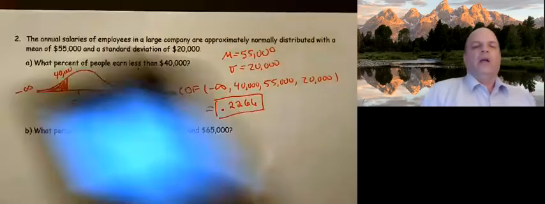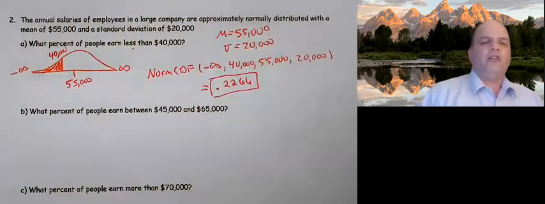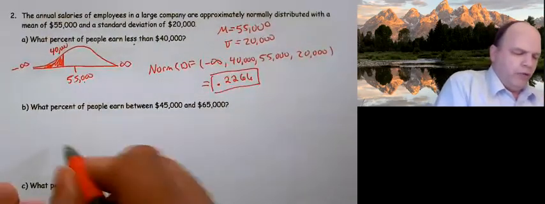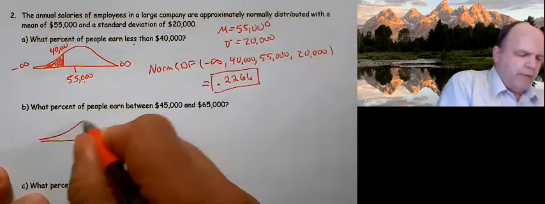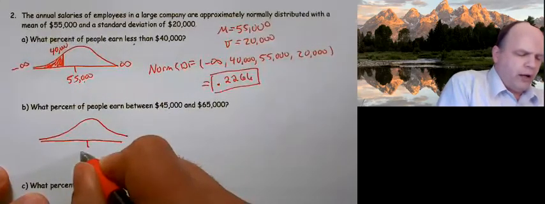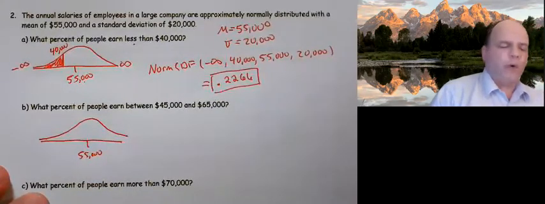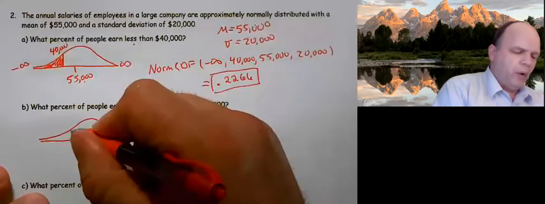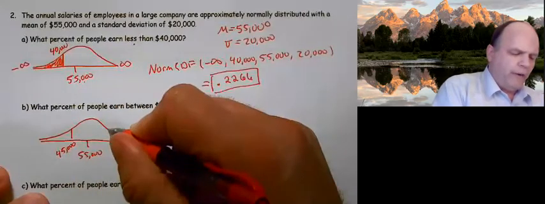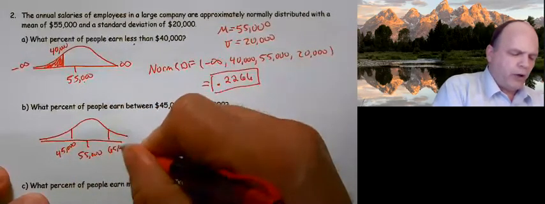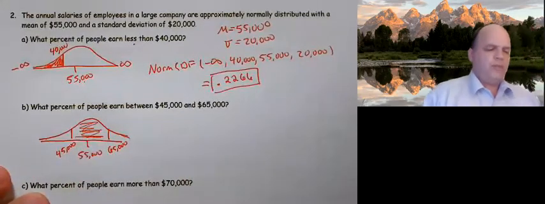All right. The next one, what percent of people earn between 45,000 and 65,000? All right. So we still have the same mean of 55,000. So we're centered on 55,000. But we want to know what people earn between 45 and 65. Well, 45 is below it, so I'm going to label this 45,000. And 65,000 is above it, so I'm going to label that here. And we want to know how many people earn in this range.